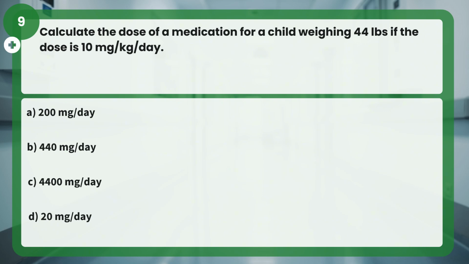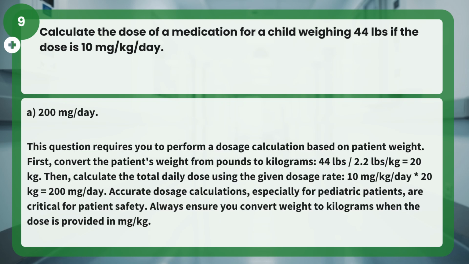Question 9. Calculate the dose of a medication for a child weighing 44 pounds if the dose is 10 mg per kilogram per day. A. 200 mg per day. B. 440 mg per day. C. 4,400 mg per day. D. 20 mg per day. Answer: A. 200 mg per day.